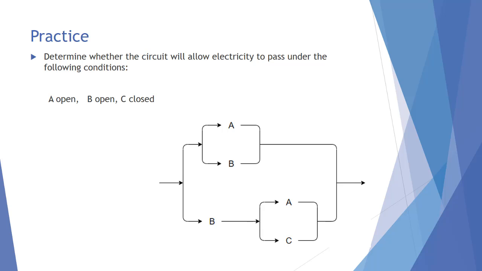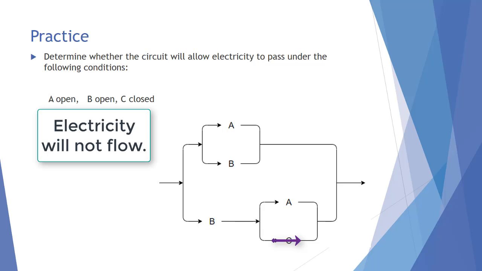A and B are open, but C is closed. So if we close the switch C, you can see that electricity still has no path. It's going to have to find its way either through switch A or through switch B, even to get to switch C. And so our circuit will not conduct electricity.